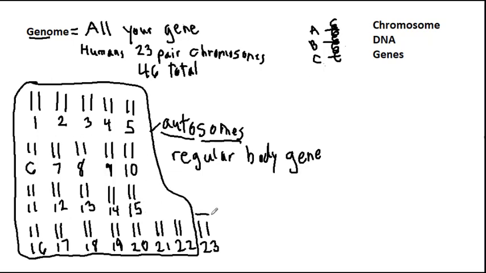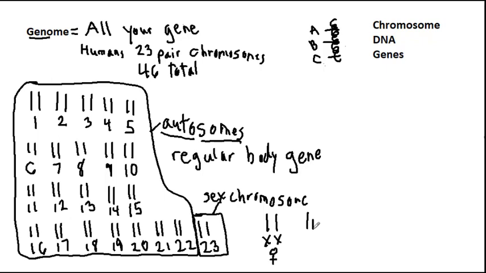This one on the end is a little bit different. This one codes to determine your sex. So we call it the sex chromosome. And it can be one of two things. If it comes like this, two equal, then that's XX, and that is female. If they're unequal, longer and shorter, that's XY. And that is the male. And this is a symbol for male.